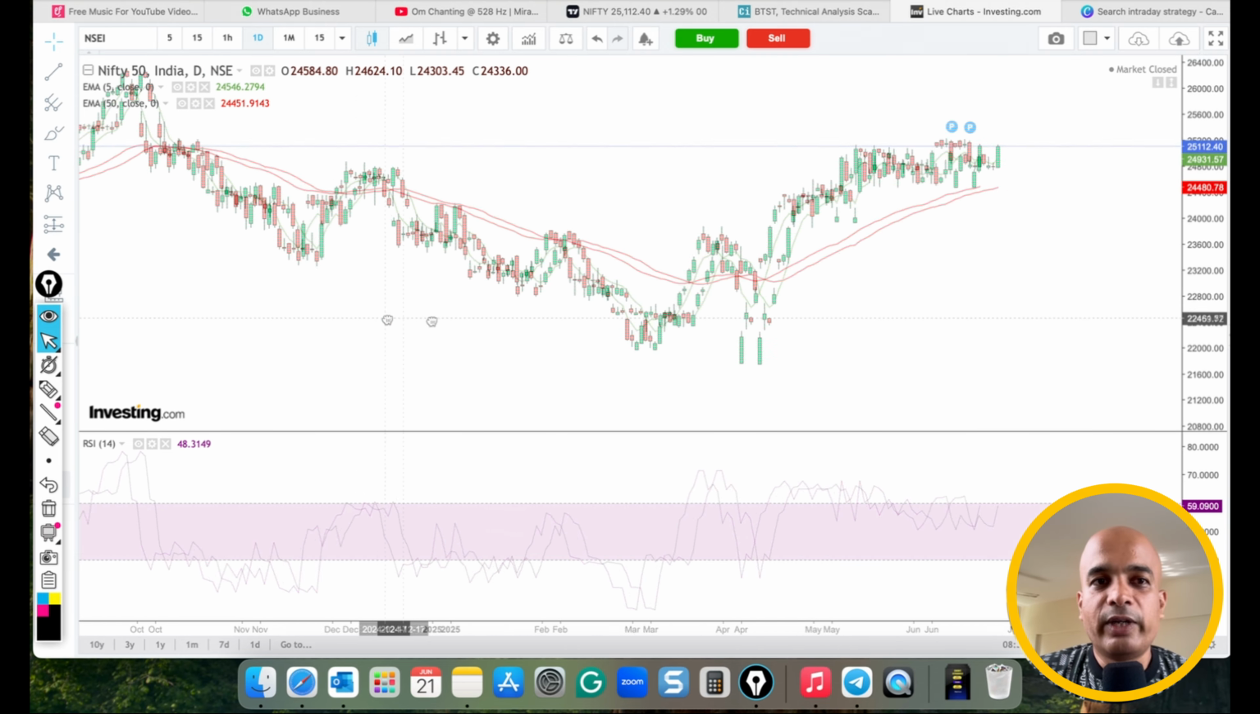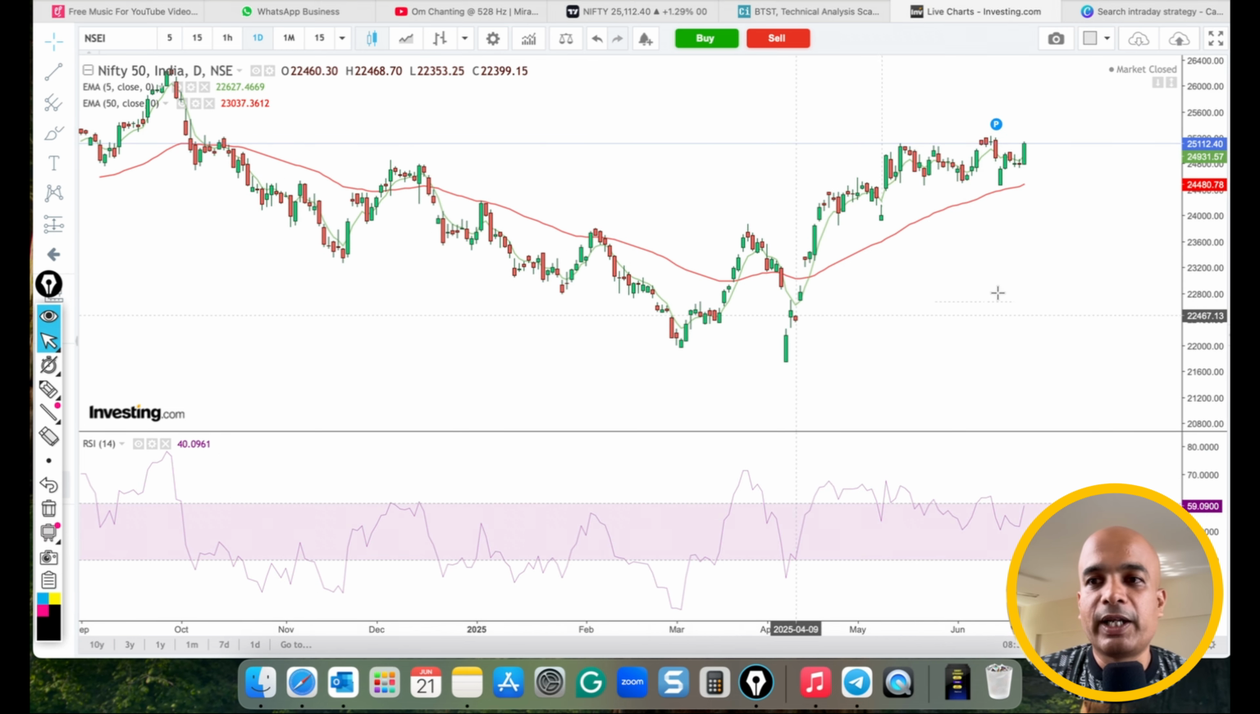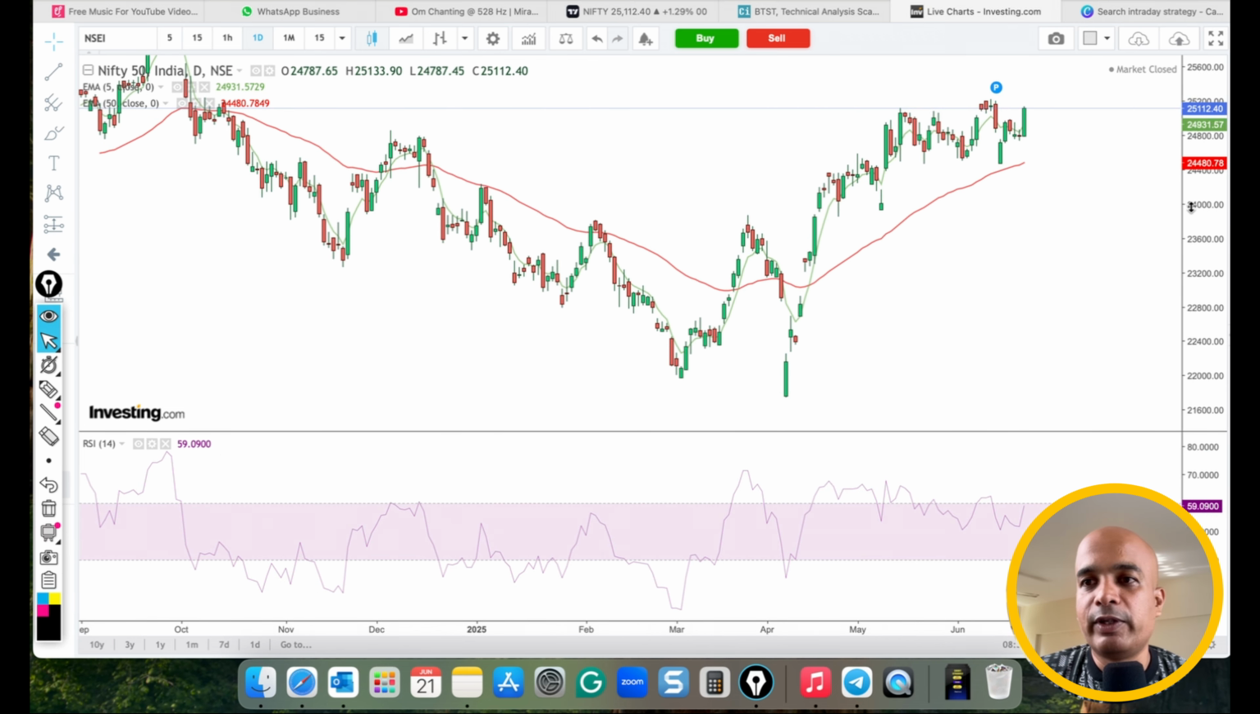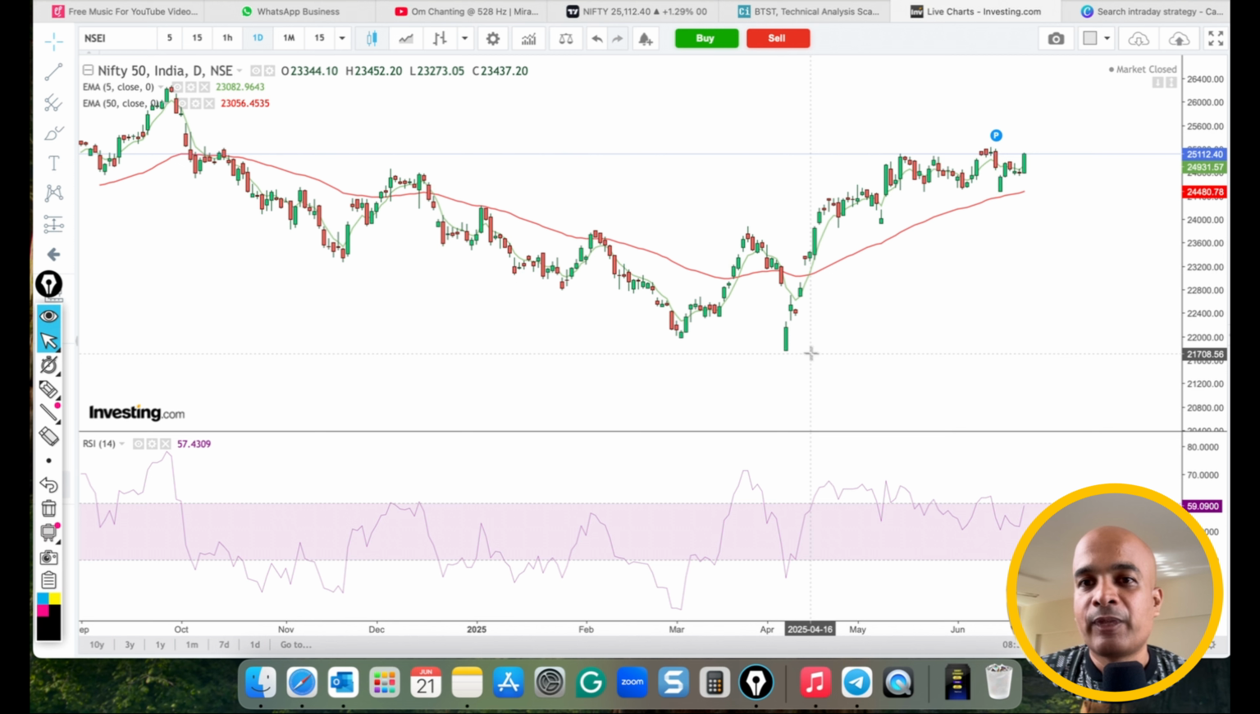Now the rules are very, very simple, friends. Whenever the price, whenever the moving average, 5 MA, breaks above 50 MA, if the RSI is above 60, we will take the trade.